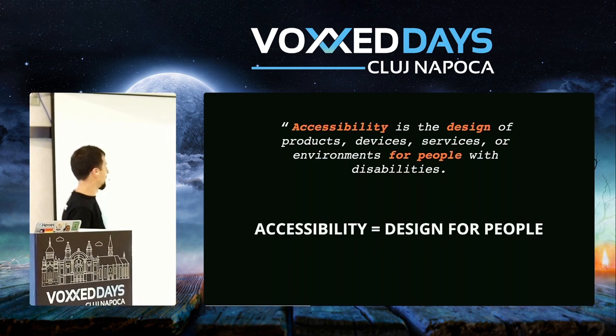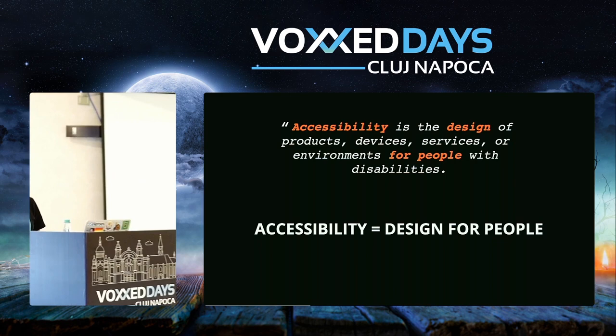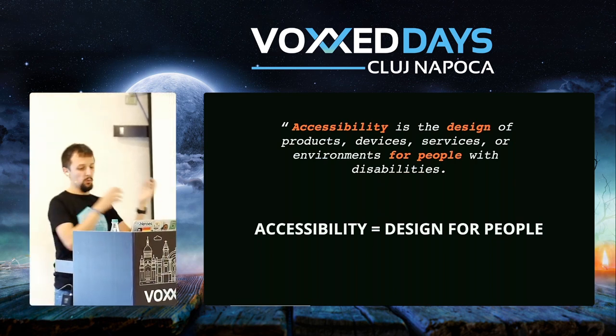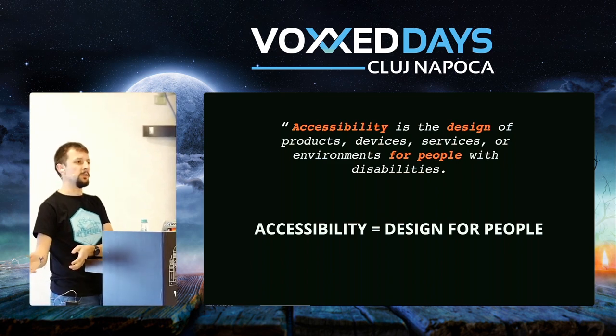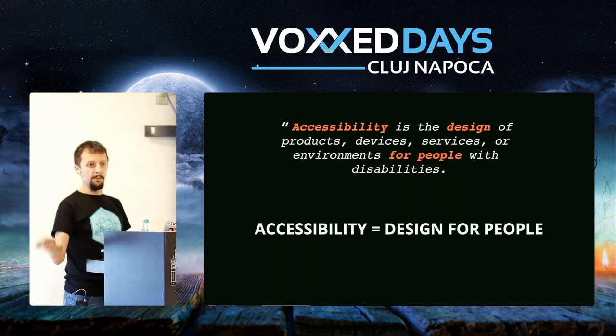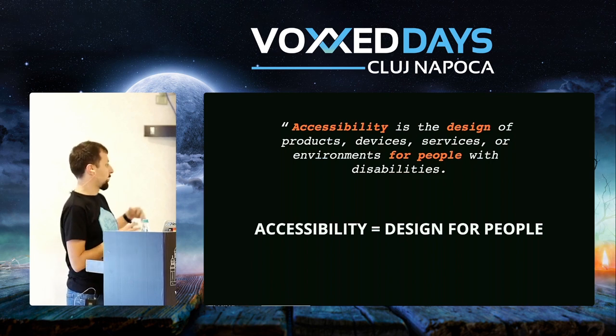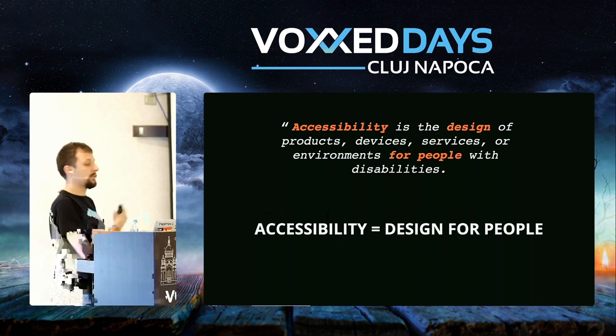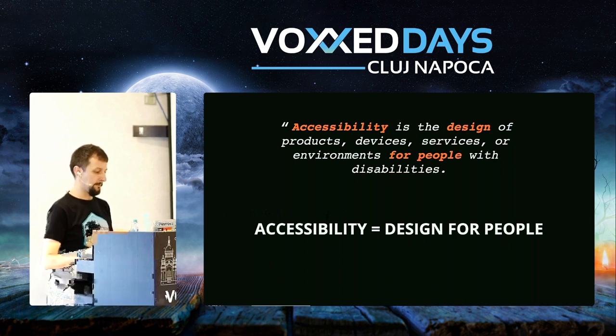I really like this definition, but specifically, I like highlighting some things here. Accessibility is designed for people. So in order to truly understand accessibility, it's not about looking at the specifications and the standards. It's actually understanding that what we're building is used by people, so in order to build a better product, we must understand who those people are, what their needs are, and how we can better serve them.